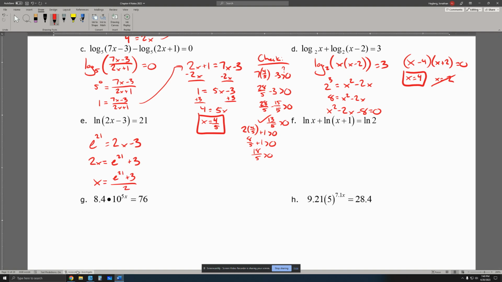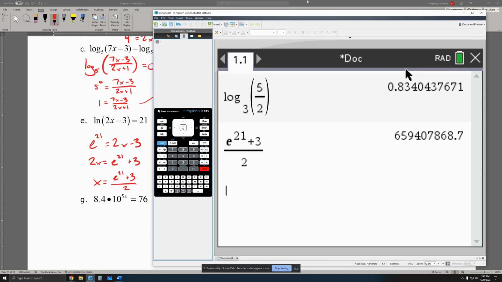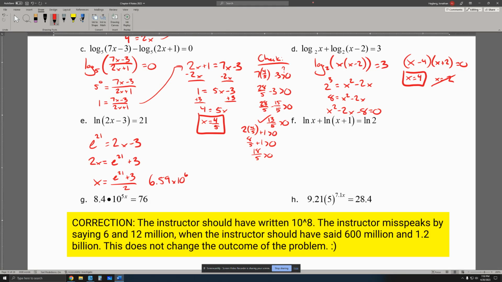Let's go ahead and get a decimal approximation. Control divide, e. I'm going to actually use the e here. If you just type in the letter e, your calculator is going to think that's a variable. So make sure that you use the mathematical constant e here. So e to the 21st, and then plus 3, and that's divided by 2. Control enter. That's going to give us a pretty big number. So this looks like it is 659 million. I'm going to use some scientific notation. Times 10 to the 6th.